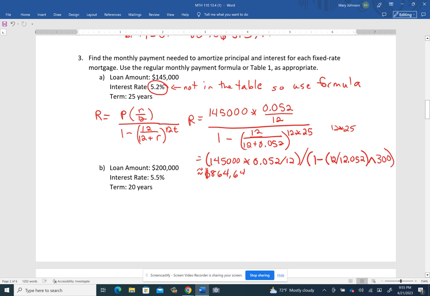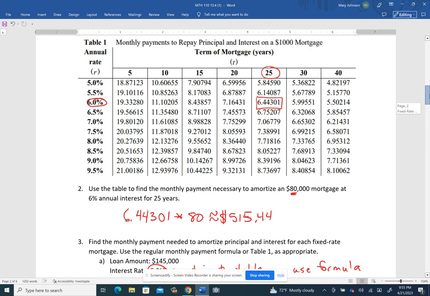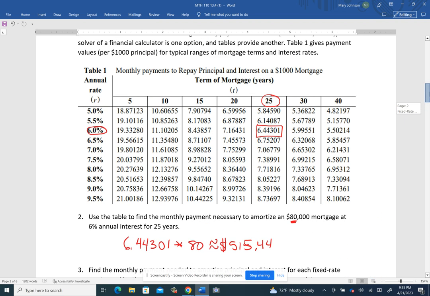All right, now compare that to B. In B, first thing I'm going to do is check the interest rate and the term and see if I can use the table. So 5.5%, I remember that every half of a percent was in the table. And then I'm going to look at the 20 years, and 20 years is going to be in there because it's a pretty typical thing. So I'm going to go back to this table, and I'm going to look for 20 years and 5.5%. Okay, was it 5.5? Let me go check. I think that was what it was. Yeah, 5.5%.